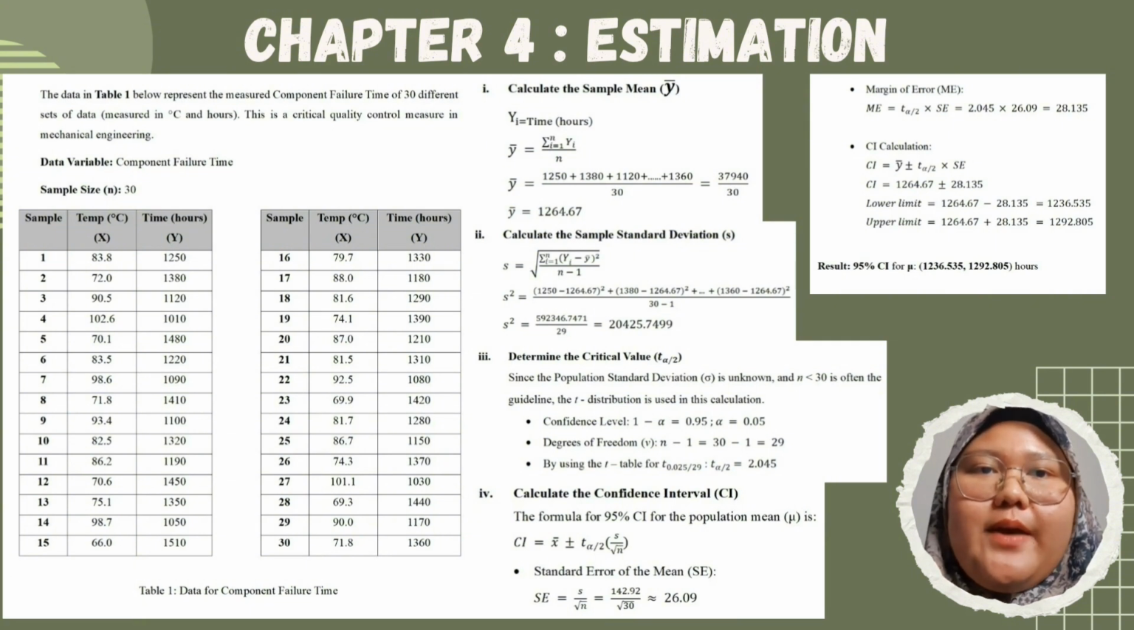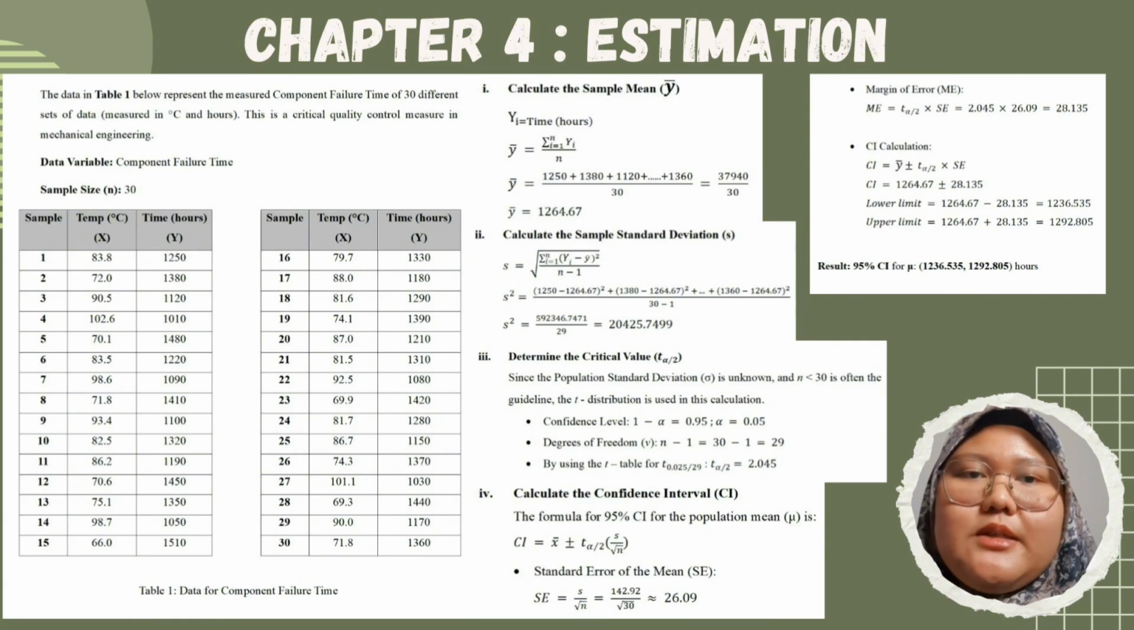The next step is finding the sample standard deviation. We need to know how much our data varies. We use the sample standard deviation formula by calculating the difference between each data point and our mean, squaring them and dividing by n minus 1. We find our variance is about 20,425. Taking the square root gives us a standard deviation of 142.92 hours. This tells us the typical spread of failure times in our sample.